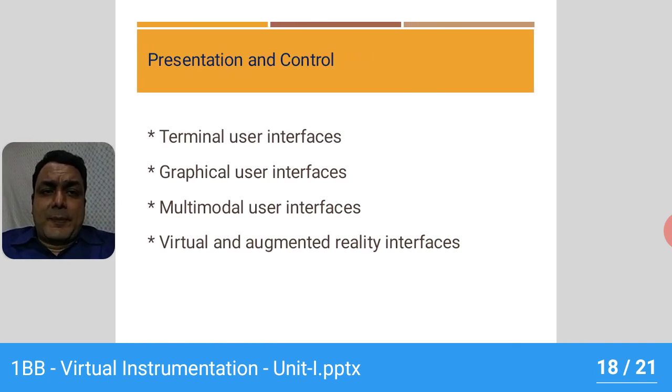Next one is the presentation and the control. Here you are having the user interface, the graphical interface, the multimodal interface, virtual and augmented reality interfaces. So this is nothing but a presentation and control interface mechanism where the user will be able to see what is happening, what is the output which can be observed on the screens.